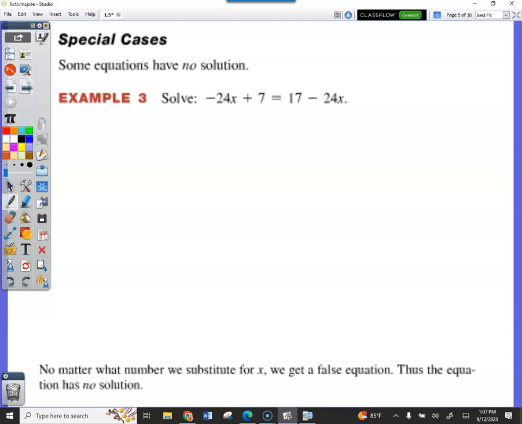Go to this slide right here. If you want, you can highlight this so that you understand the purpose of this slide. This slide is an example of where you solve it and something weird happens. So please go ahead and start solving it.